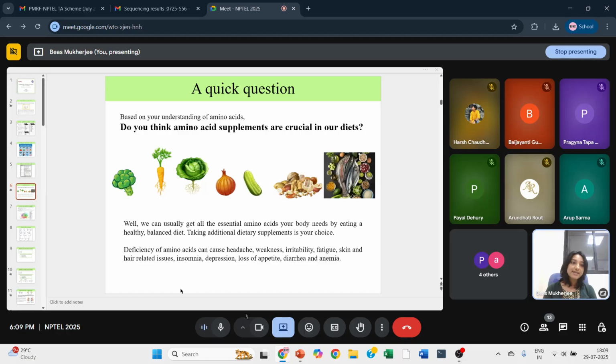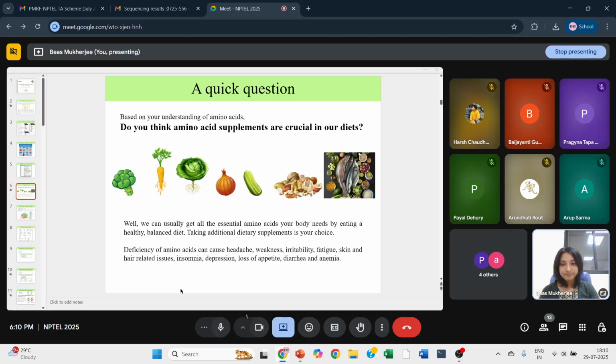the thing is that from our normal diet, we get proper amount of nutrition. The basic needs of the body can be fulfilled from the regular diet. But sometimes there can be deficiencies due to different reasons. For that, maybe amino acid supplements can be taken, but normally for a healthy human being it is not required as such, because we get all of these things from our diet.